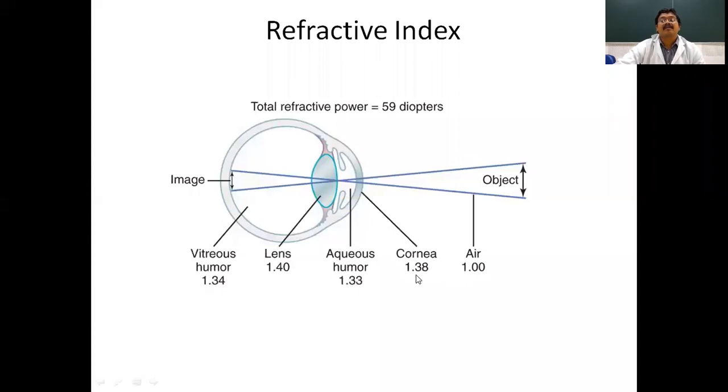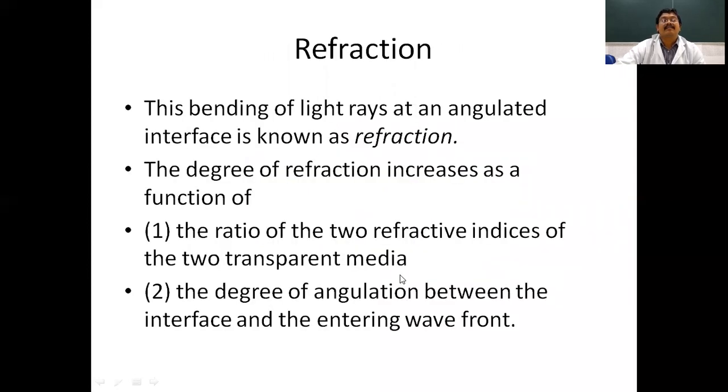The cornea is 1.38. Then the aqueous humor is 1.3, and the lens is the highest when compared to the cornea: first the lens, followed by the cornea. Then the vitreous humor is 1.34 and the aqueous humor 1.33. What is refraction? It is the bending of light whenever it meets an angular surface. It is called refraction.